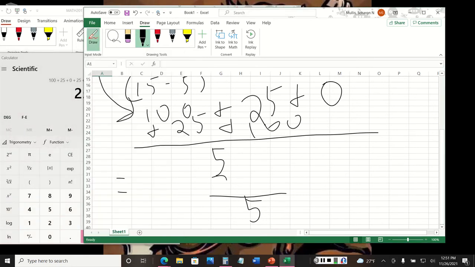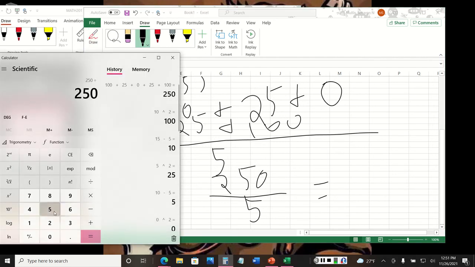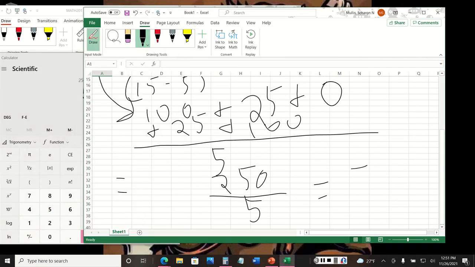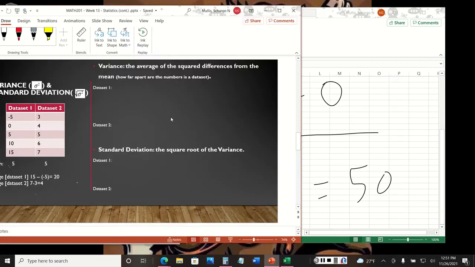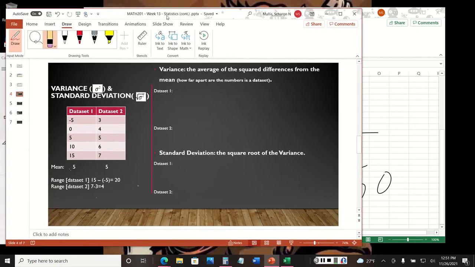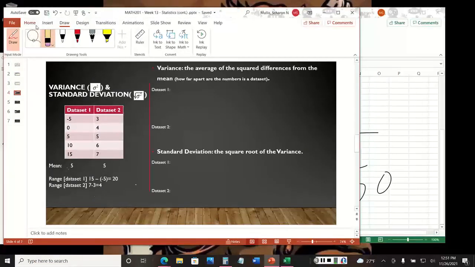So the 250 goes in the numerator, and we have the 5 in the denominator because that's how many numbers we're using. And 250 divided by 5 should be 50. Now what that tells me is the measure of dispersion between each data point. The variance for data set 1 is 50. And I need to change that back.